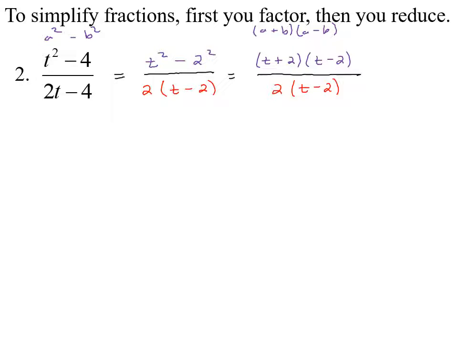And so what will happen is there's a t minus 2 on top and a t minus 2 on the bottom that can then cancel each other off. And so my answer is just t plus 2 all over 2. Now, do not do something like cancel the 2's off and say the answer is just t. That's not true. You cannot cancel things that are added or subtracted. You can only cancel things that are either multiplied or divided.